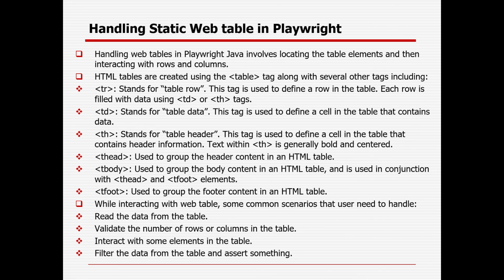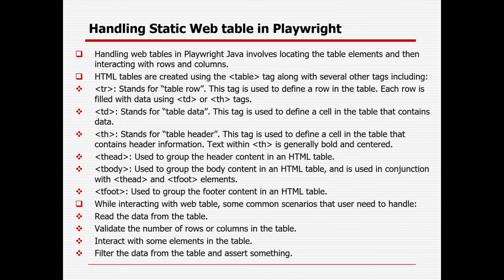Each row is filled with data using td or th tag. TD is like a data cell and TH will be the table header. TD stands for table data. This tag is used to define a cell in the table that contains the data. Whereas TH stands for table header. This tag is used to define a cell in the table that contains header information. Text within a table header is generally bold and centered.